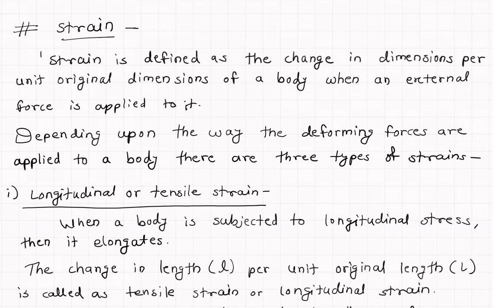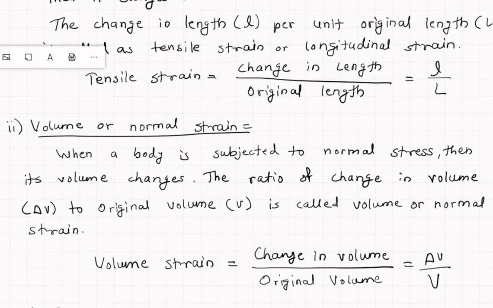Depending upon the way the deforming forces are applied to a body, there are three types of strains. First, longitudinal or tensile strain. When a body is subjected to longitudinal stress, then it elongates. The change in length, that is small l, per unit original length, that is capital L, is called tensile strain or longitudinal strain. Therefore, tensile strain is equal to change in length divided by original length, which is equal to small l divided by capital L.